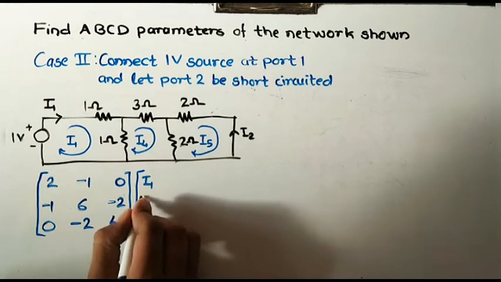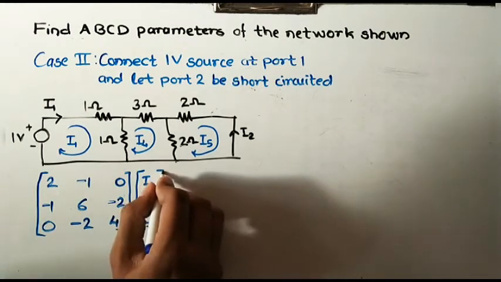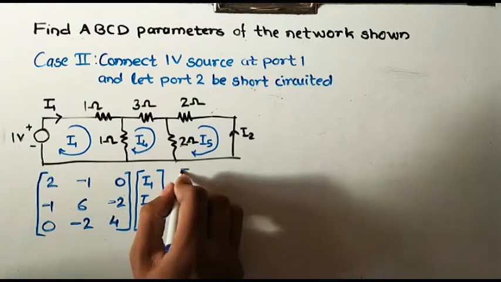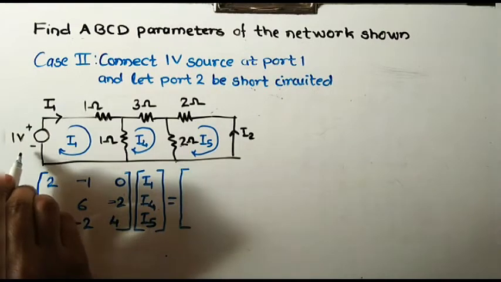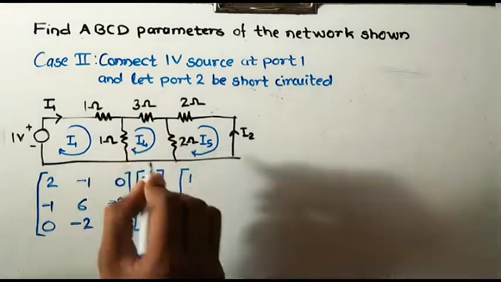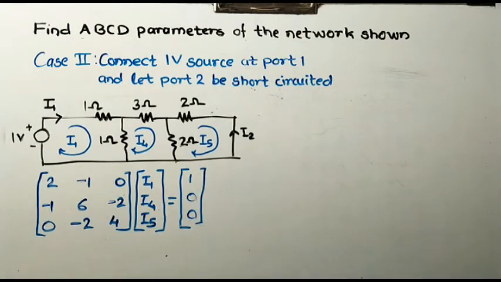The currents are I1, I4 and I5 respectively. We should write it in a column matrix, and later on the voltages. So here 1 volt for loop 1, and for loop 2 and loop 3, there is no resistance or voltage source connected, so it will be 0. So we have to find I1, I4 and I5. You can use a calculator directly, but I will solve it by Cramer's rule.